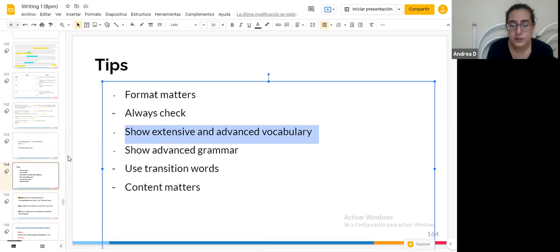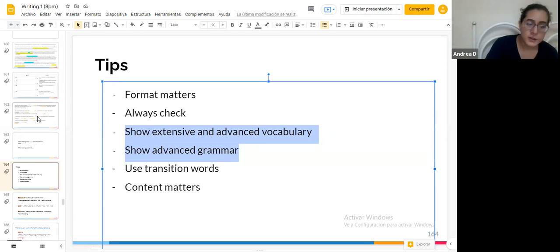Now, of course, this depends on your level. If you don't feel that you have achieved an advanced level yet, if there are some grammar points that you're not so confident with, that you haven't quite learned yet, then try not to use them, because it's better not to show something than to try to use it and make a mistake. So it depends on what you want to use and on how confident you feel.